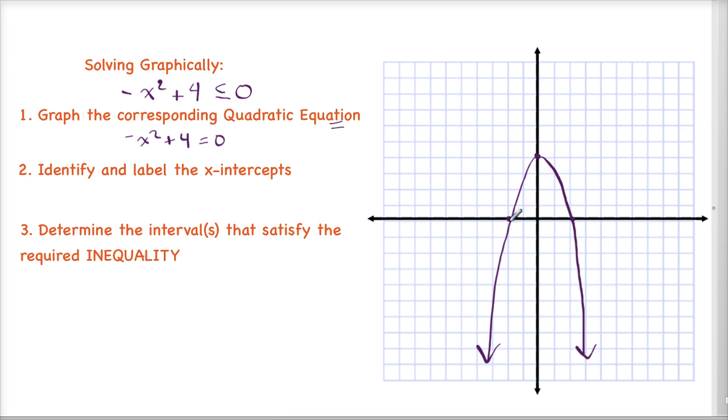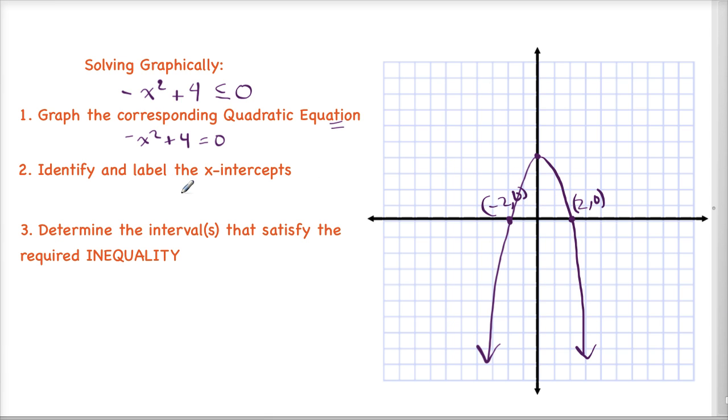Okay, I'm going to graph my corresponding equation that looks like this now, and I'm going to identify and label the x-intercepts. So my x-intercept here is at the point negative 2, 0. So the x-intercept is negative 2. And over here, that's at the point 2, 0. So my x-intercept there is positive 2. So I identified and labeled the x-intercepts. You could label them as a point if you want, like so. But just recognize that the x values are negative 2 and 2.